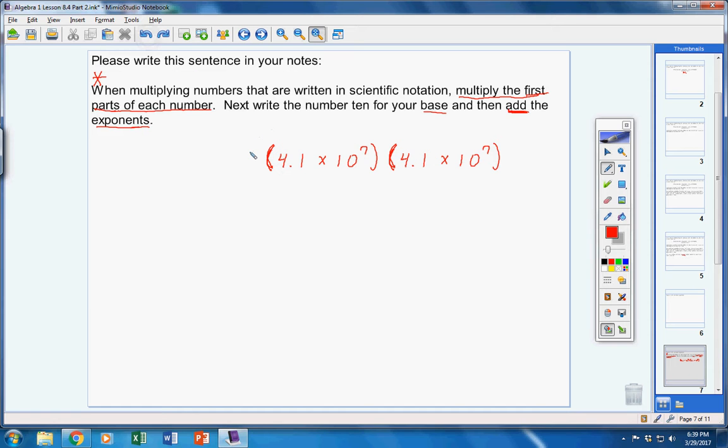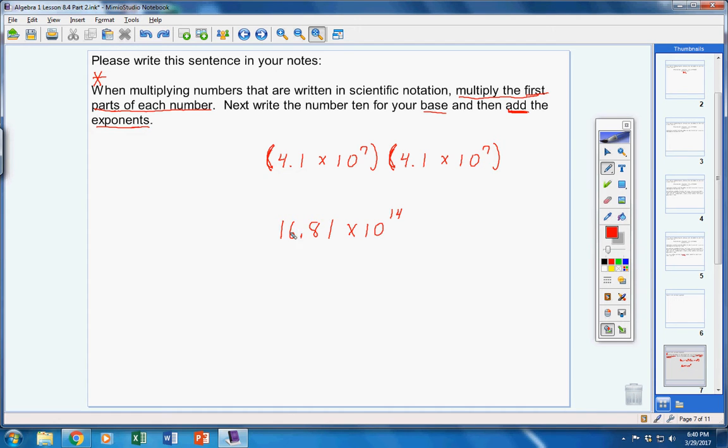So 4.1 times 4.1 is 16.81. Alright. And then you write your 10. And then you add your exponent. 7 plus 7 is 14. Please don't put 49. You do not multiply the exponents. You add them. Now most of you probably worked ahead. You're probably done. And you thought you were finished. You are not finished. Because your answer is not written in scientific notation. It looks like it is, but it's not.